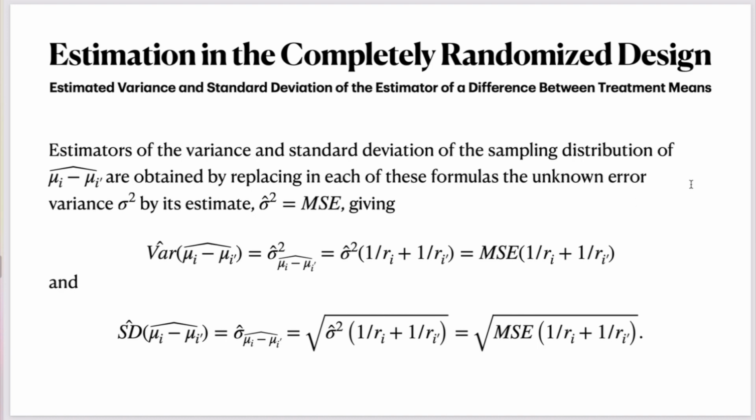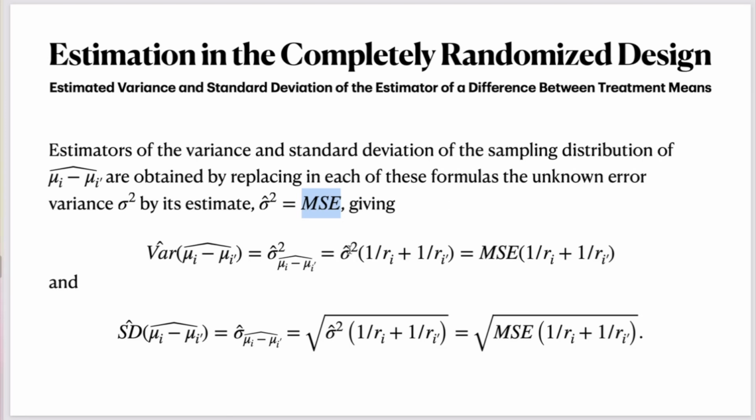All right, but we can use the same approach that we used in coming up with the estimated variance and estimated standard deviation for treatment mean estimators by replacing the unknown variance sigma squared by its estimator, sigma hat squared. And so estimators of the variance and the standard deviation of the sampling distribution of mu hat sub I minus mu hat sub I prime are obtained by replacing in each of these formulas the unknown error variance sigma squared by its estimate sigma hat squared, which again is the mean squared error from the completely randomized design ANOVA table.